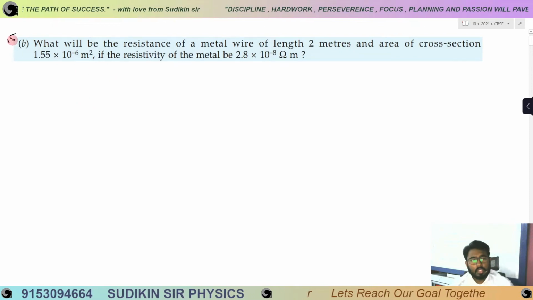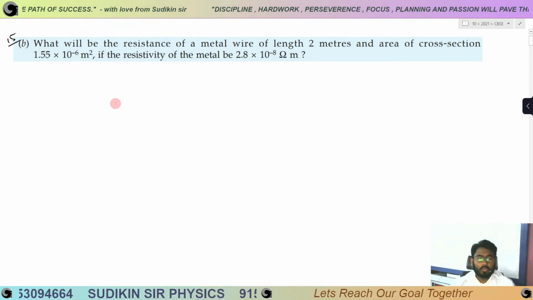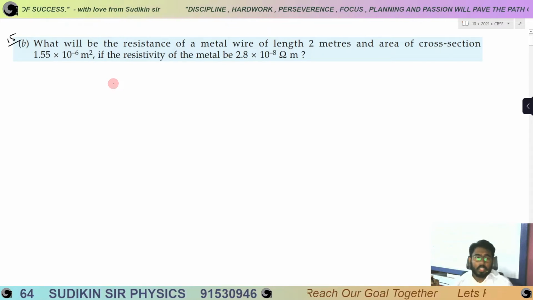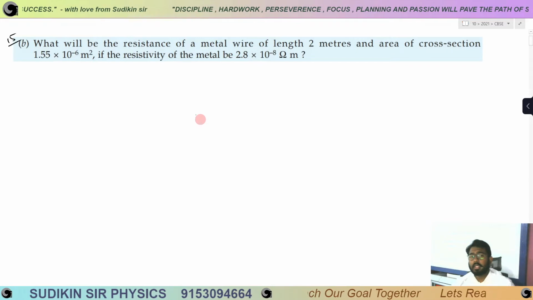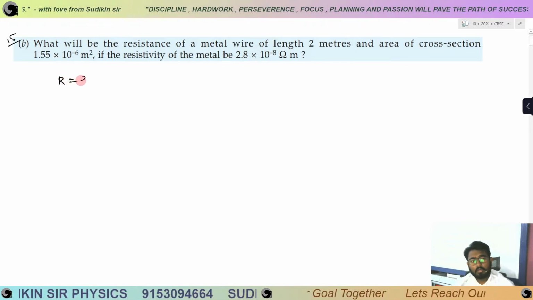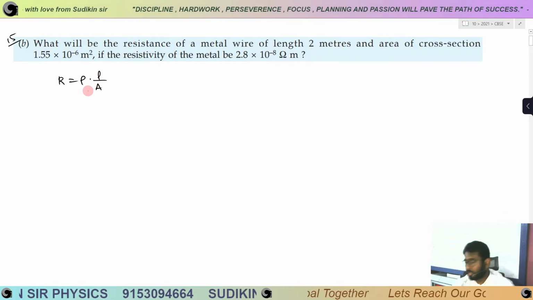Okay. Question number 15 part B. What will be the resistance of a metal wire of length 2 meters, area of cross section given, if the resistivity be given? Look, we know that the formula is R equals rho times L by A, right?